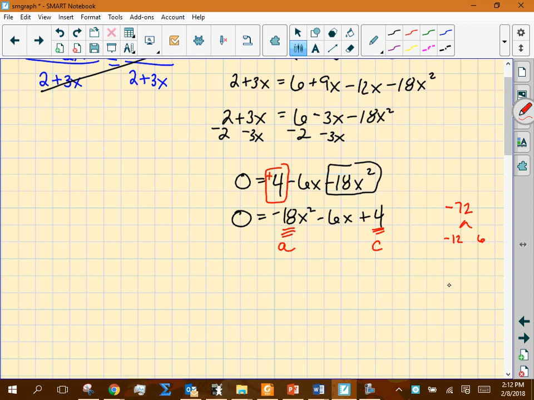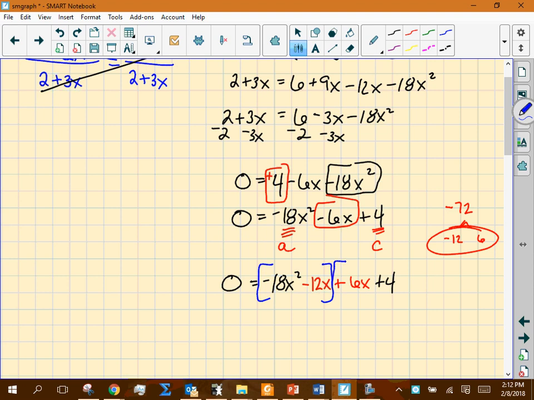You guys remember doing this last year maybe? So these 2 numbers are going to be how we rewrite our equation. I'm going to leave the negative 18x squared alone, and we'll leave the plus 4 alone. Now this negative 6x gets rewritten as a sum of those 2 things: negative 12x plus 6x. Would you agree that those terms still combine to give me negative 6x? Yes.